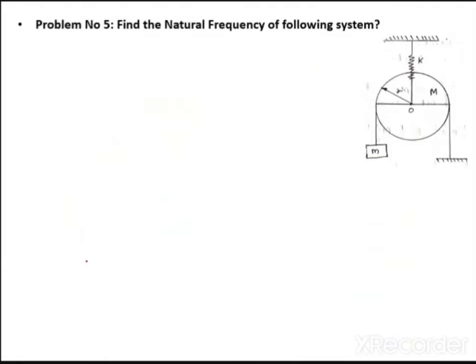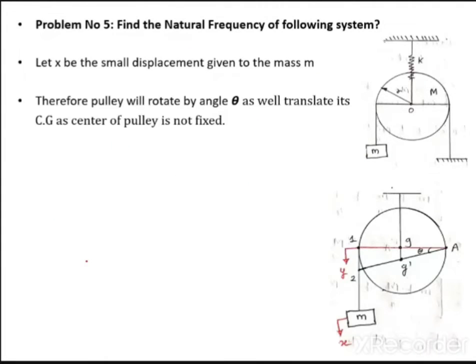Okay, so I'll rub this out and I will start. Same diagram I have drawn here. Let x be the small displacement given to the mass m. Therefore, the pulley will rotate by angle theta as well. It translates its CG as the center of the pulley is not fixed. Let y be the center or CG displacement. Y is nothing but the displacement of the center.